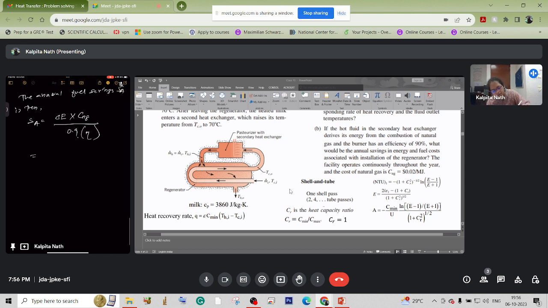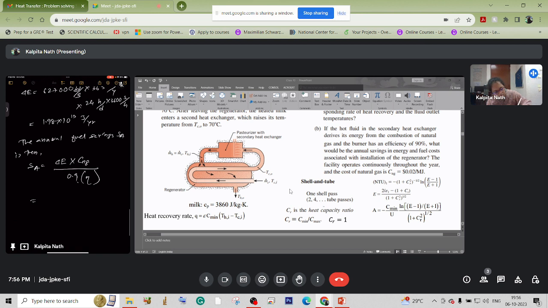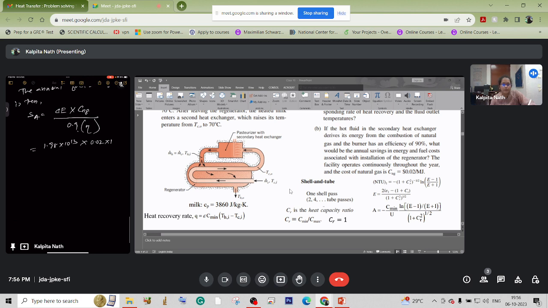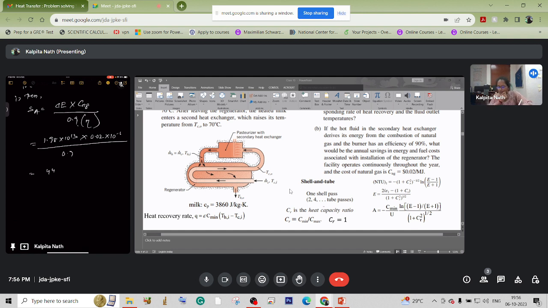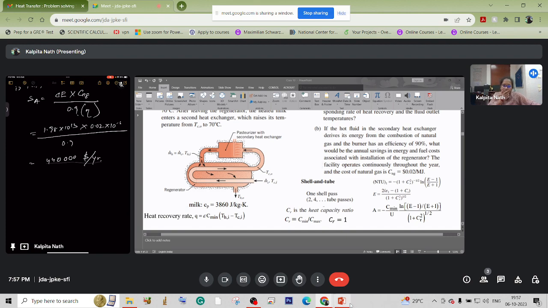Right. So this is 1.98 into 10 to the power 13 into 0.02 into 10 to the power minus 6. This is per megajoule, so 10 to the power minus 6 per joule, and this is 0.9. So this will come out to 440,000 dollar per year. Okay. Now let us proceed to the next question.